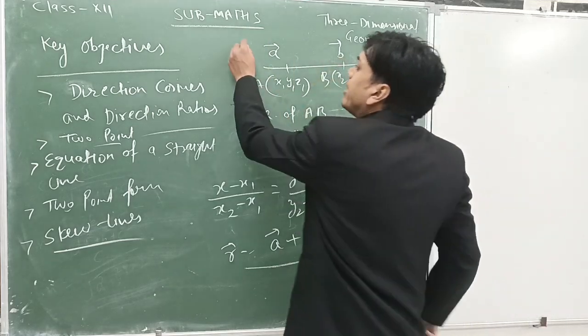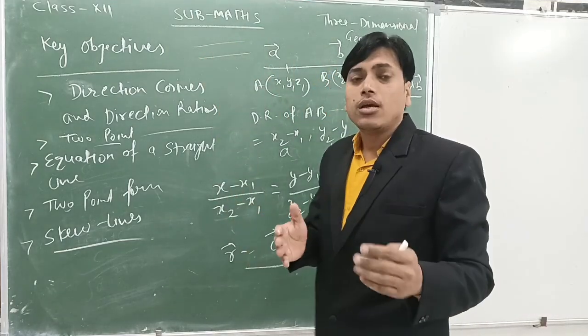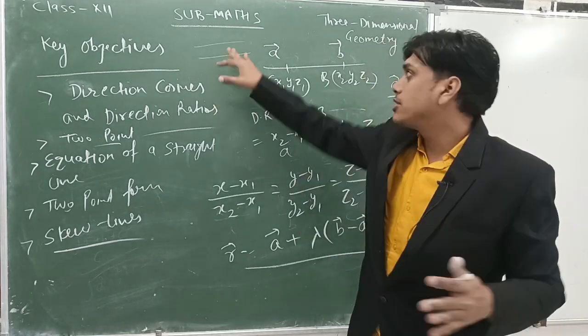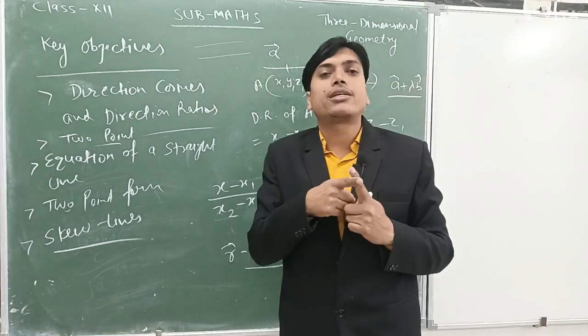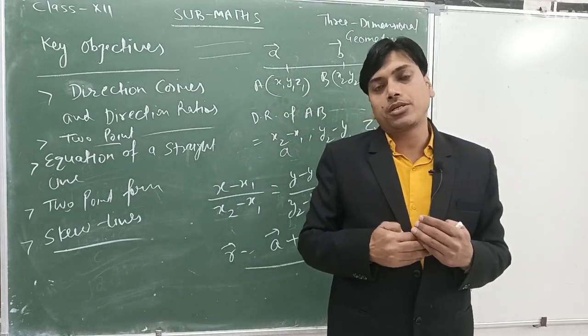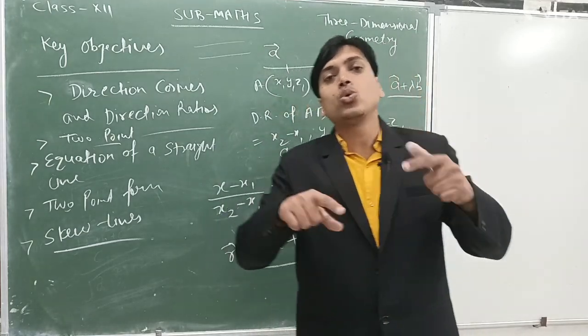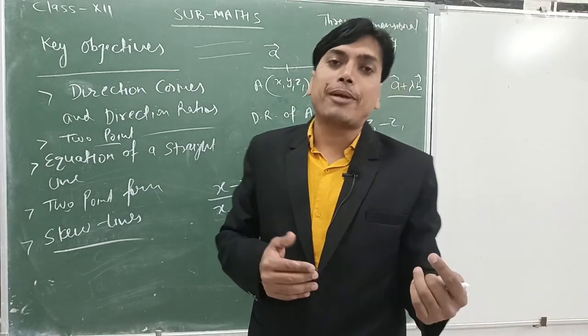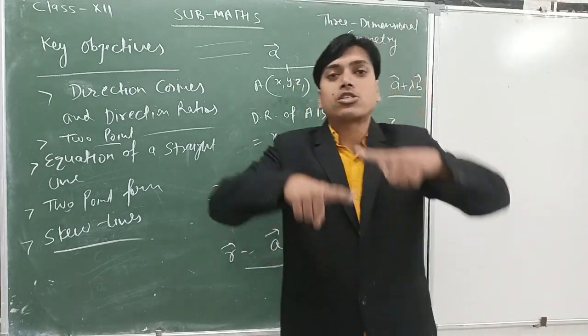On this green board, if you draw any two lines, these lines will either be intersecting or parallel. If these are not parallel, these will be intersecting lines. But in space, when we are talking about three-dimensional geometry, two lines need not be parallel or intersecting. They can be skew lines.